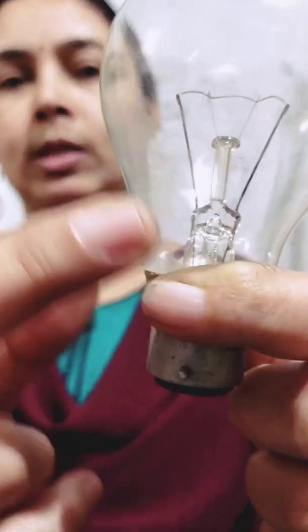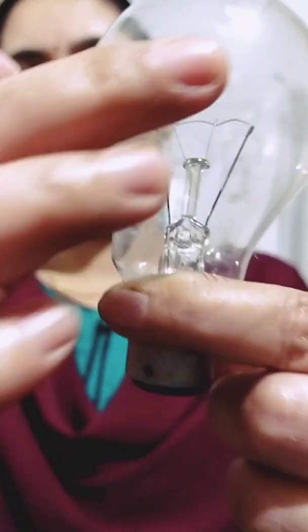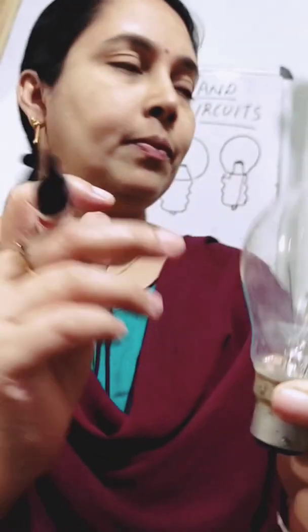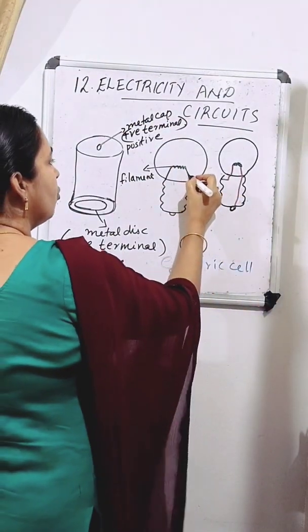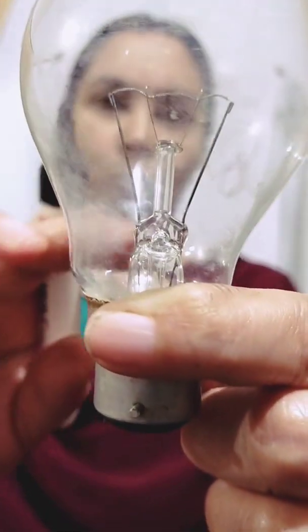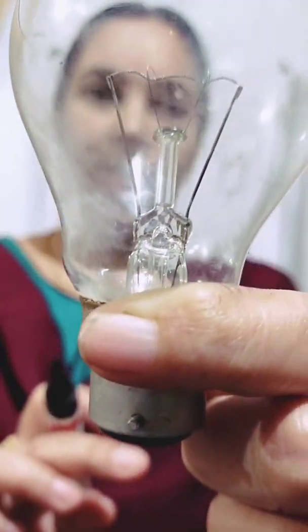And you can see on both sides there is a wire. On both sides you can see two wires. So the filament is connected with two thick wires. Can you see?